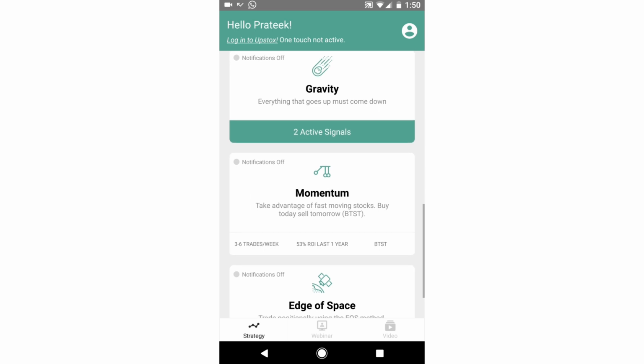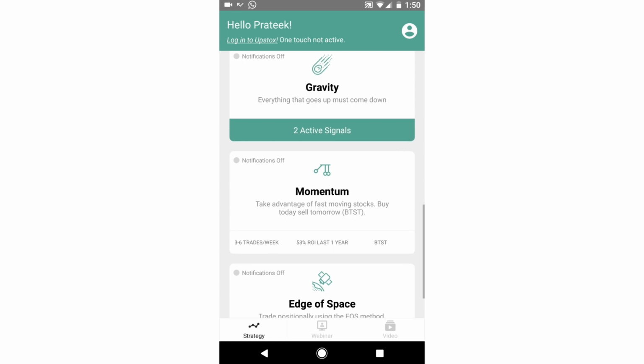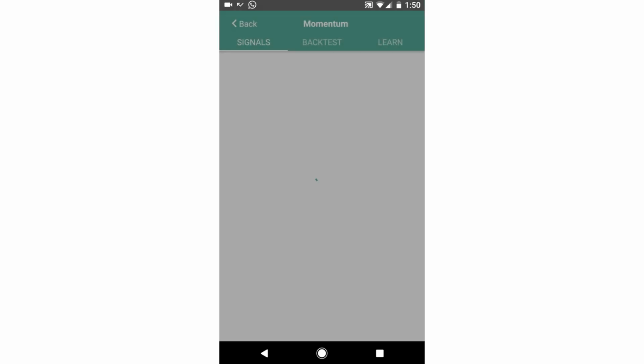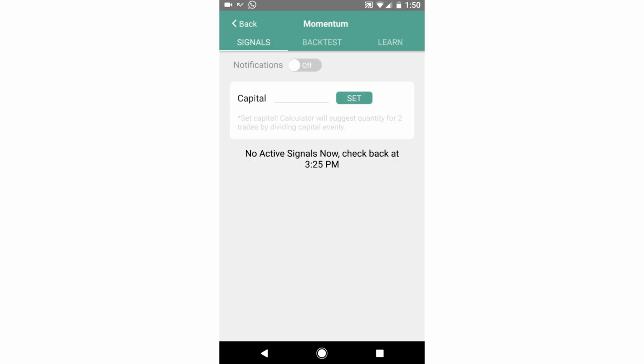This means you will buy today, that is at 3:25 p.m., 5 minutes before the market closes, and exit the next day just as the market opens at 9:15. So if I click on momentum, you'll see I get a signals page. This is where I will get the momentum signals to trade with.